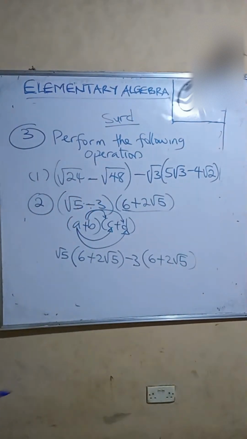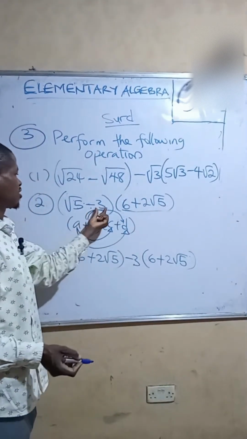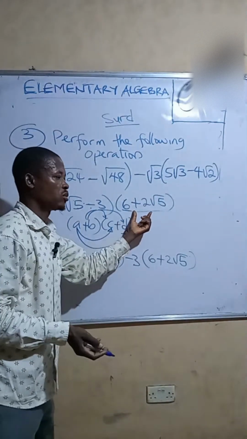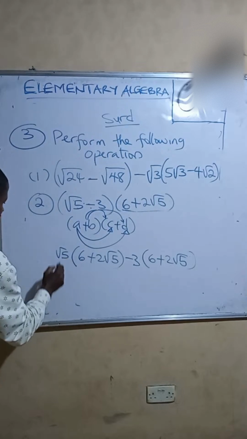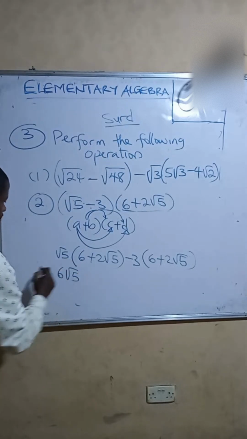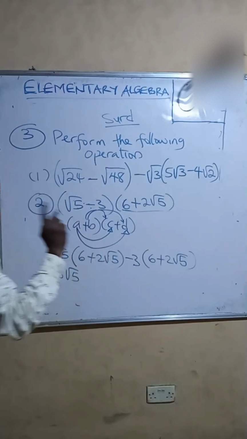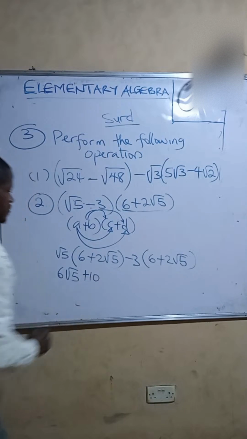So that's how to do the expansion. The first one times everything. Okay, then the next one minus 3 times everything, and vice versa. You can also use this one to do your expansion. So this one times 6 times root 5, that's 6 root 5. Root 5 times root 5, that's 5, times 2, that's a plus 10.